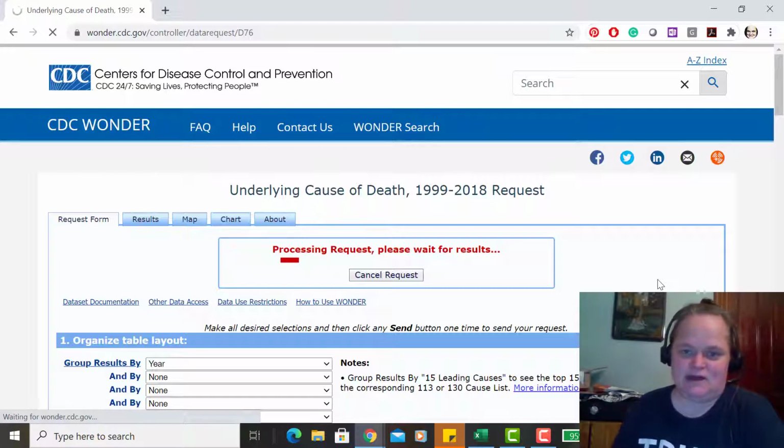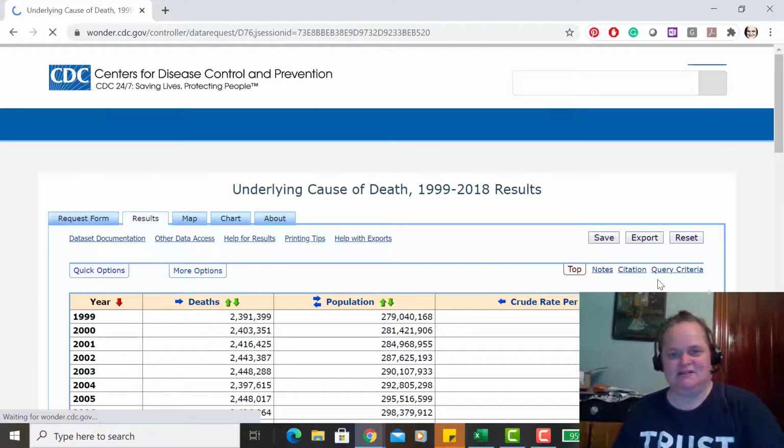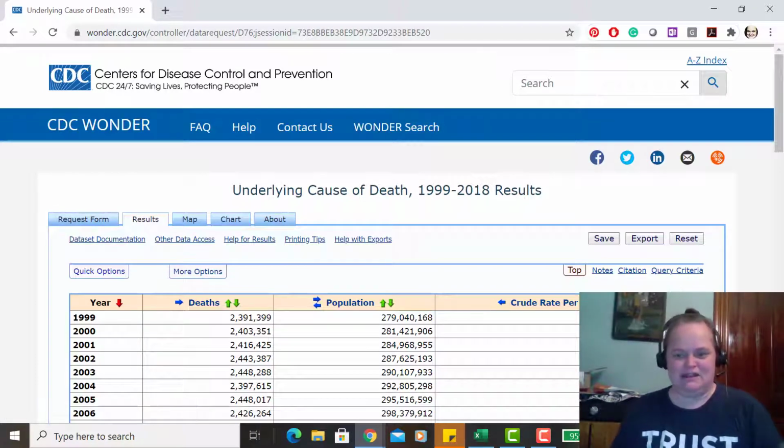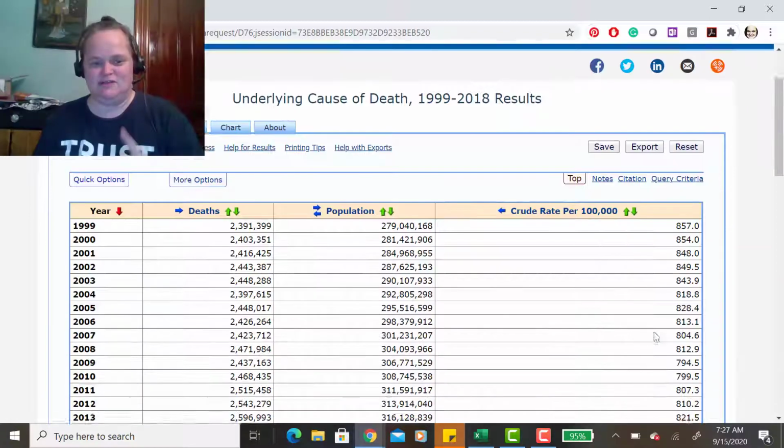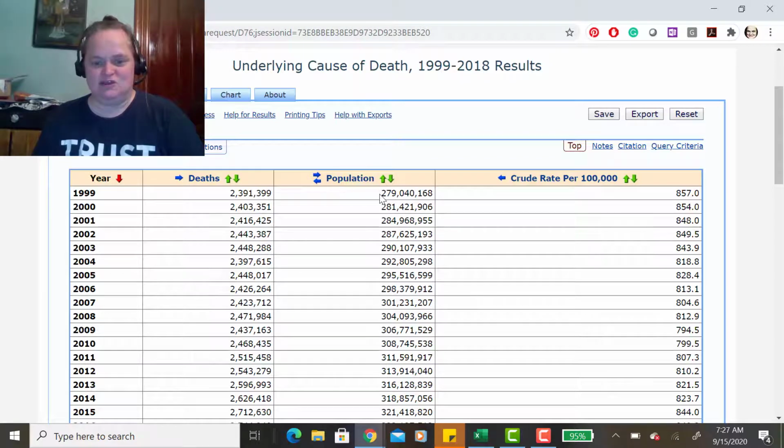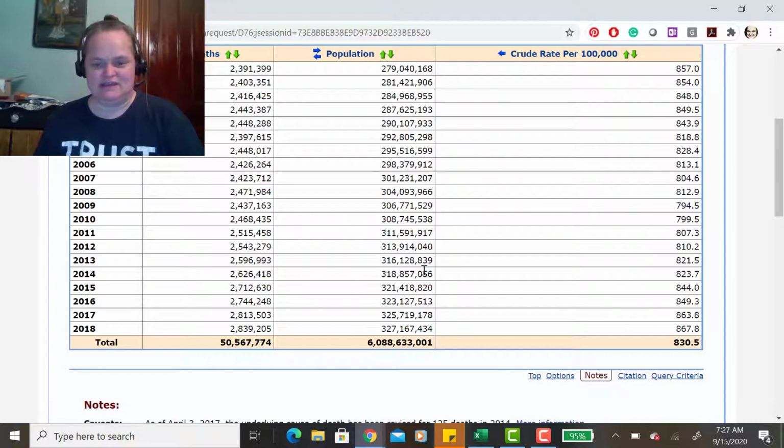And this is the part I will edit out in all the future ones, but you can see a little bit how slow it is. This is a very simple extraction. We get the US population, and so we can see that increasing, so that's the base population, and then we see the number of deaths, and that's increasing, and then we see this crude rate per 100,000.